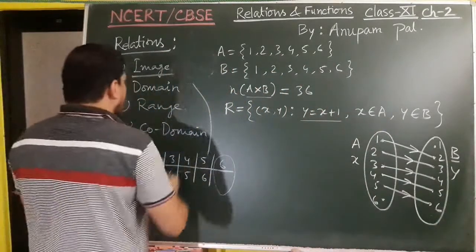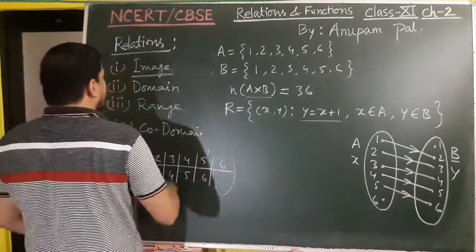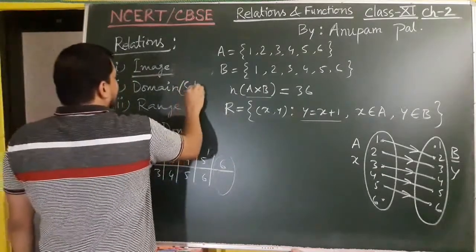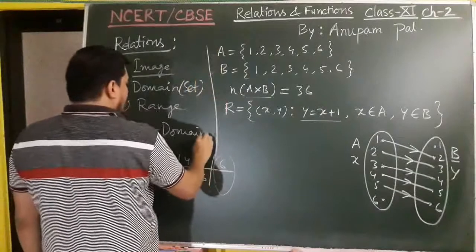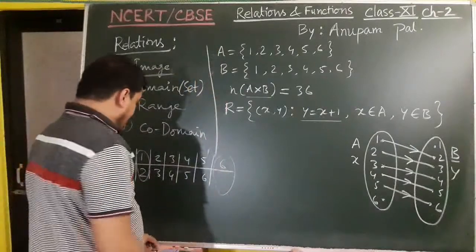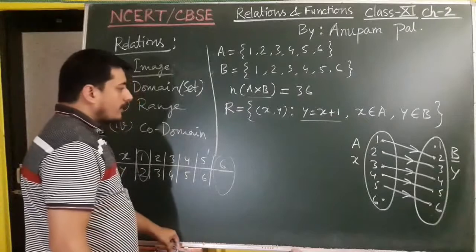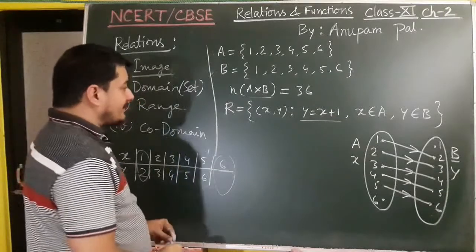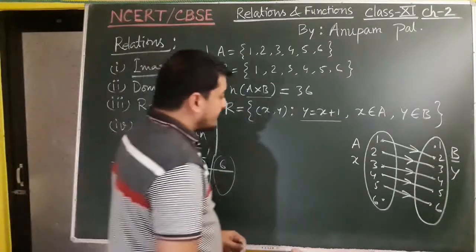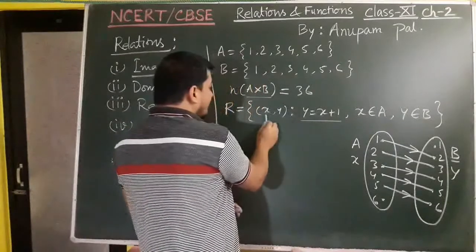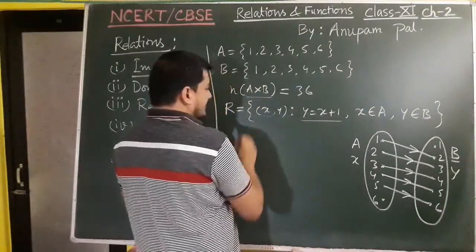So domain is a set that you have to remember. So this is a set. Which set am I talking about? Domain is a set. Domain is nothing but the set of all first elements of the relation.